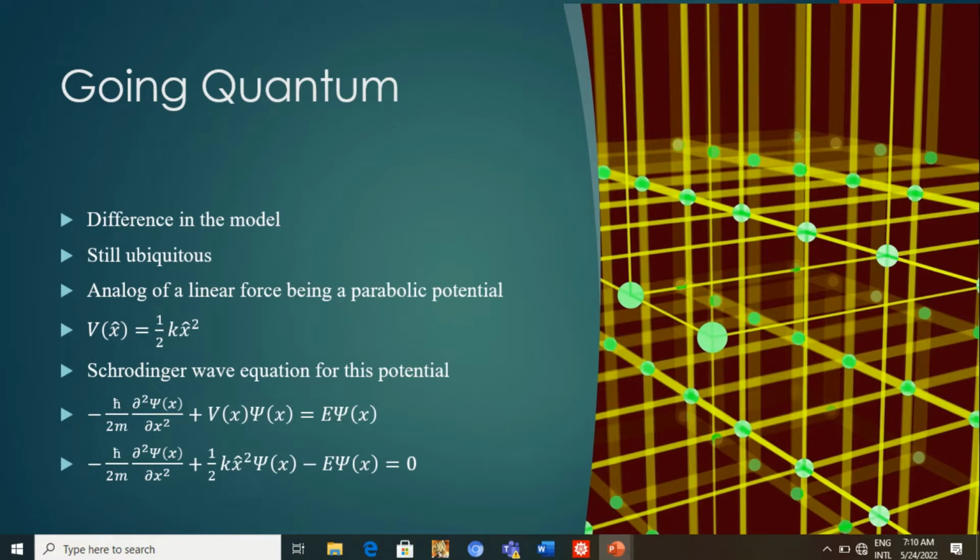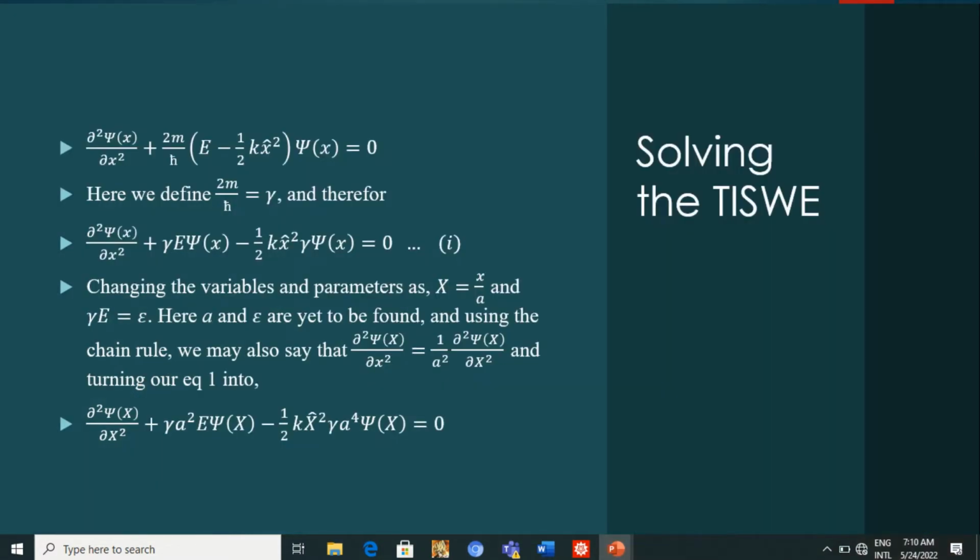After a little algebraic manipulation, meaning we take E psi of x to the left-hand side and then take psi common, we get this beautiful expression where we have a second derivative added to some constants, and then the first derivative, the only difference being that it's not really constant because of the presence of that potential. So what we will do is turn it into the shape of a regular simple harmonic oscillator.